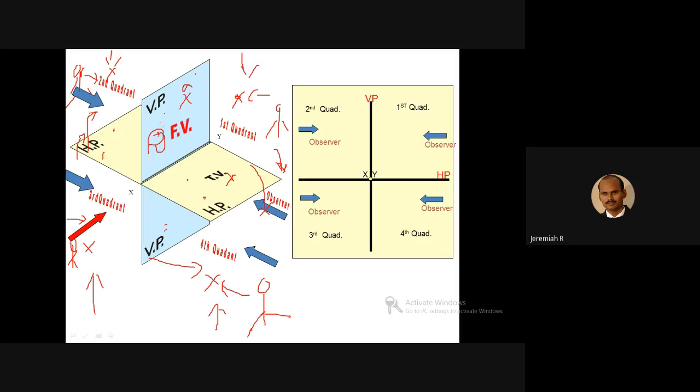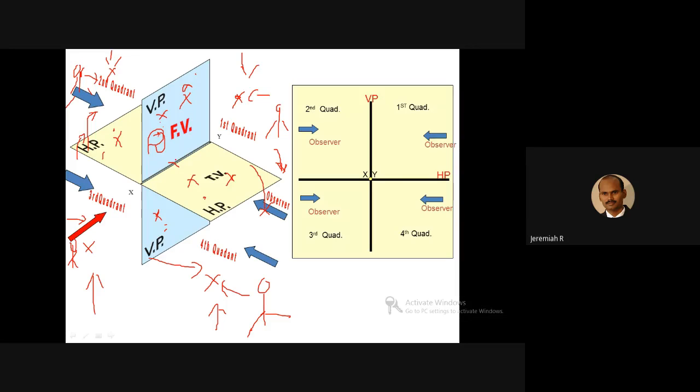And we have seen some special cases. A point is on HP, but in front of VP. So we'll see one more case. A point is on vertical plane, but above HP, above horizontal plane. So there is one more case. A point is on horizontal plane, but behind VP. We have seen one more case. A point is on vertical plane, but below HP.